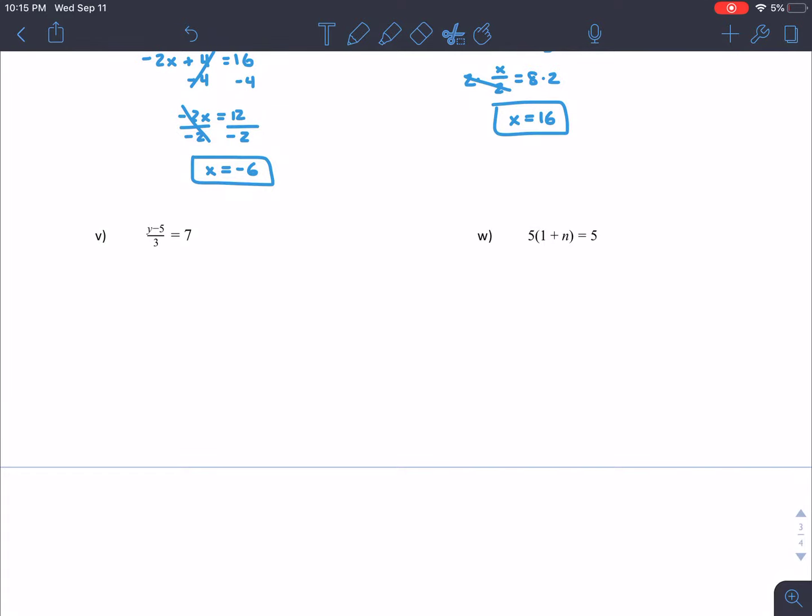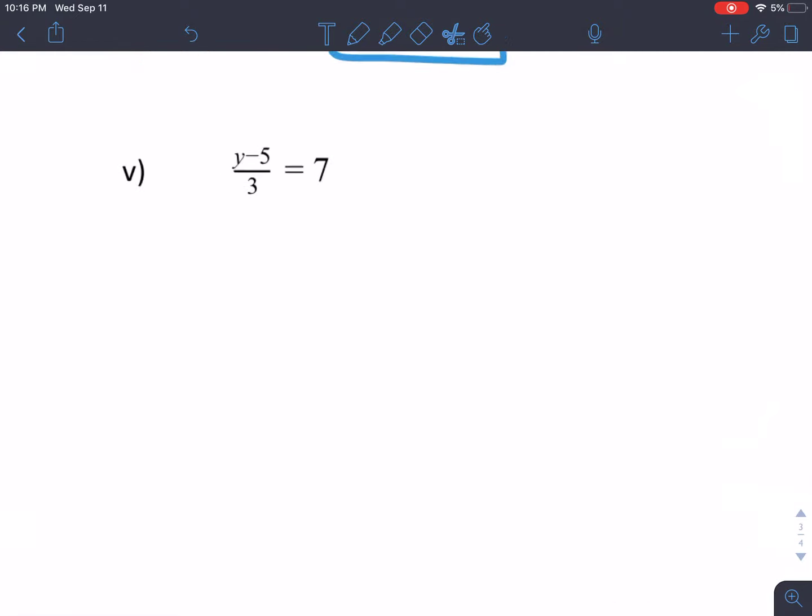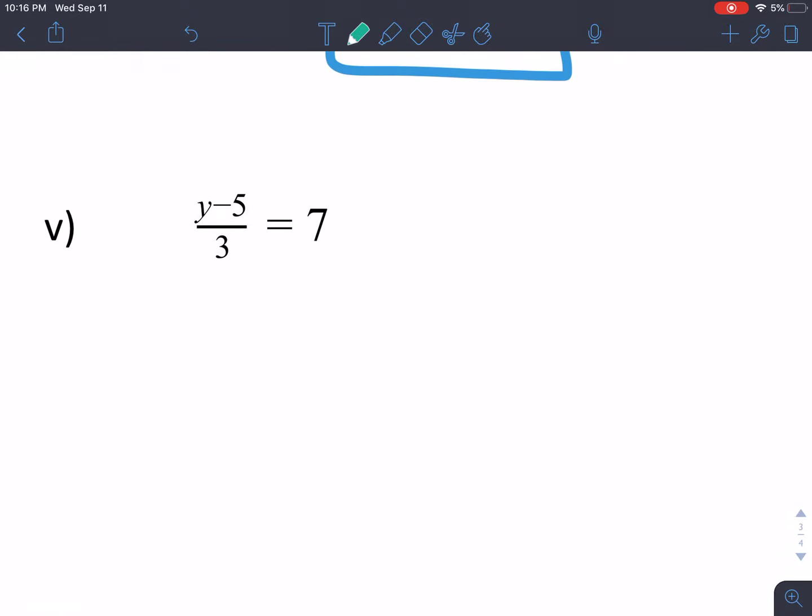All right, so for the last assistance videos, I'm doing V and W. I think they're a good sampling of some of the harder things you might see on this quiz. So on V, we want to think what two things are happening to the Y that are making it not alone. So I noticed that I have -5 and division by 3.